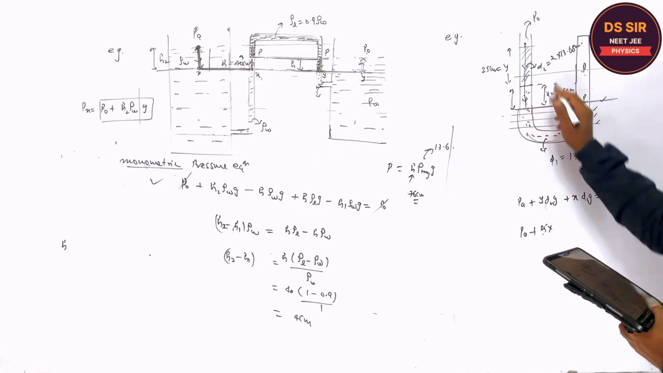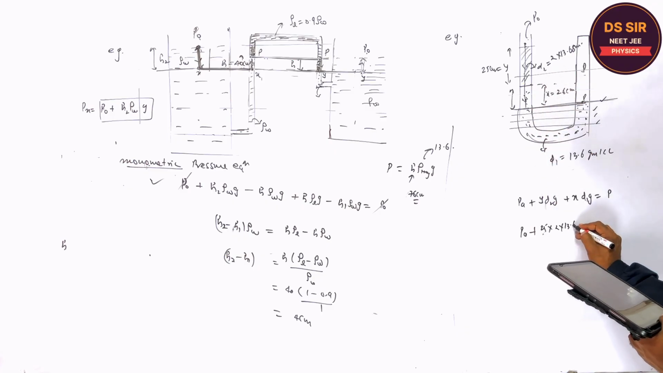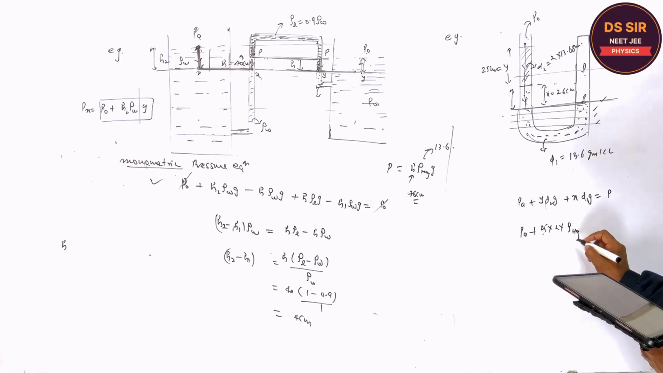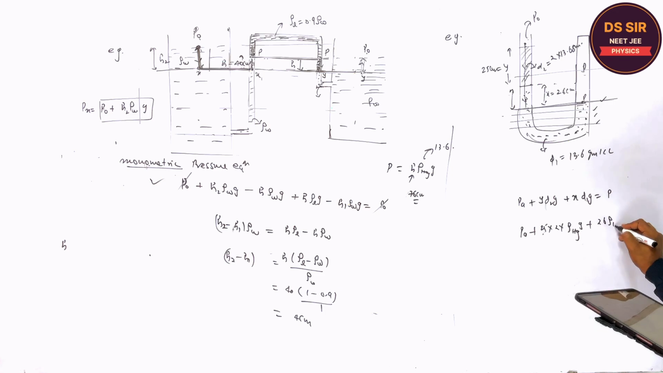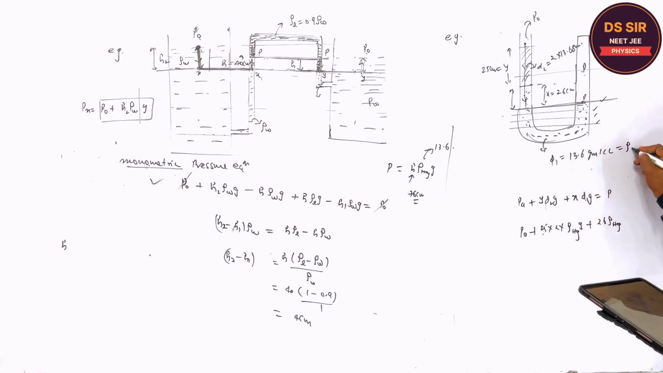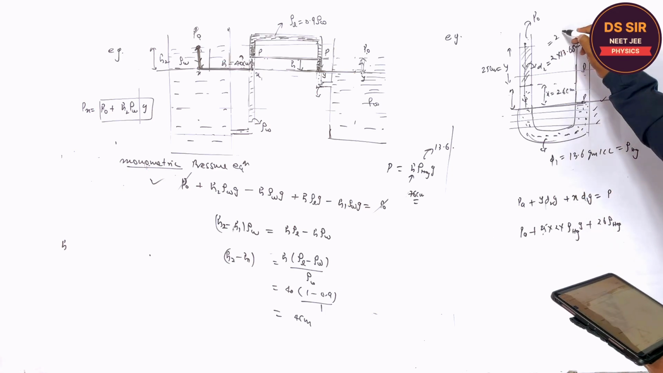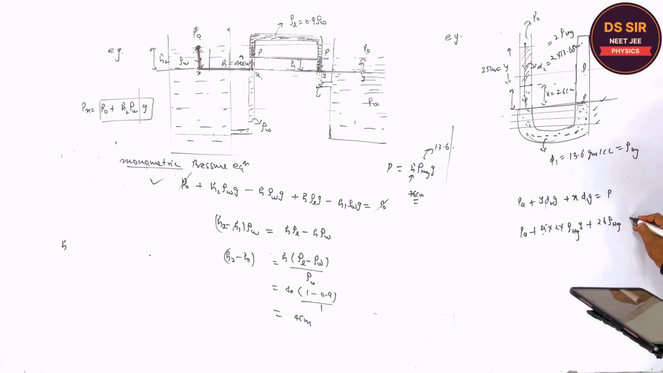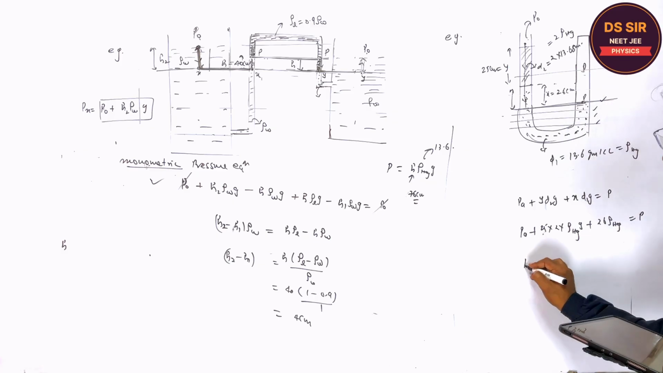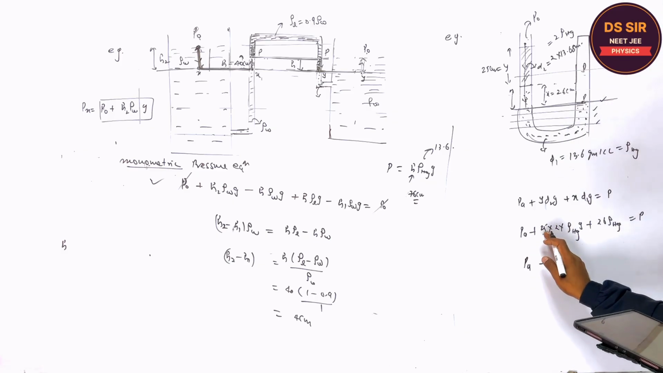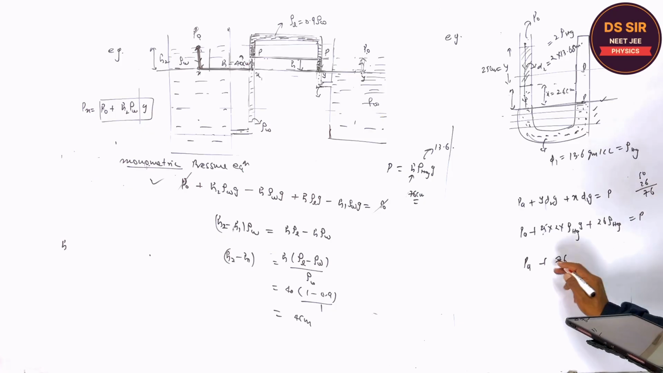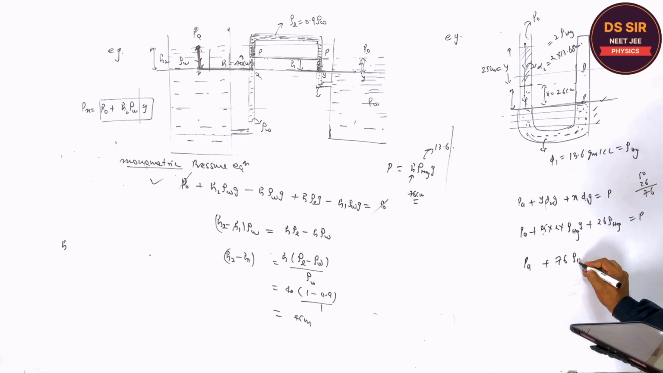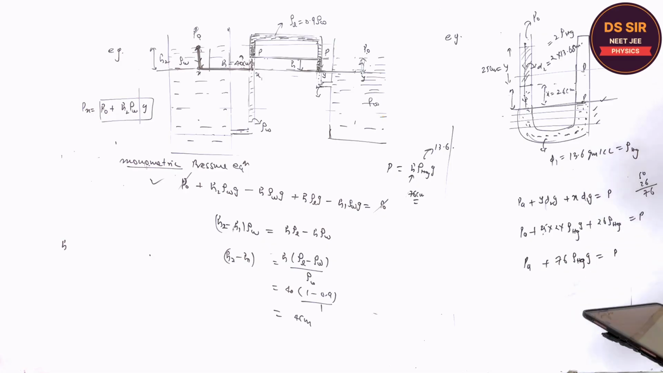D2 is 2 into 13.6, or you may write rho mercury into G. What is X? 26 rho mercury, because it is equal to what? It is equal to 2 times rho mercury, and this is the pressure. So this is the atmospheric pressure. 25 twos are 50 plus 26, this is 76. 76 centimeter rho mercury into G is equal to pressure.